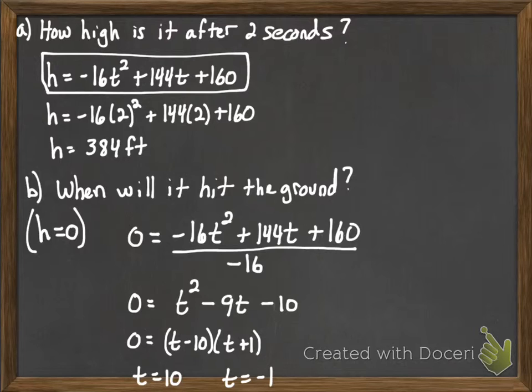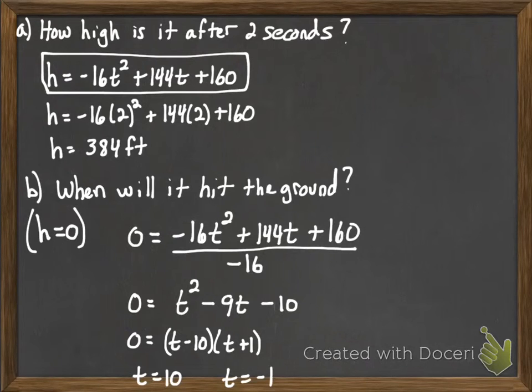So this would factor as t minus 10 and t plus 1. And that leads us to our two solutions, t equals 10 and t equals negative 1. Now in applied problems, we do have to think about our answers. Those are both solutions to that equation. But think about this for a moment. t equals negative 1, what would that mean?